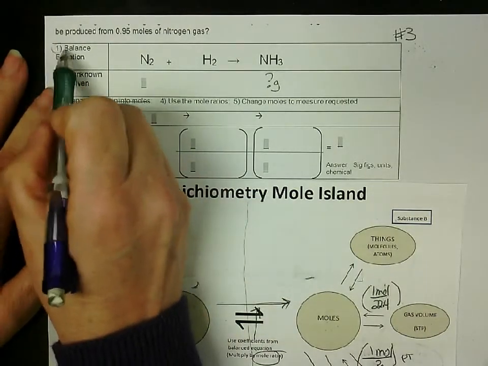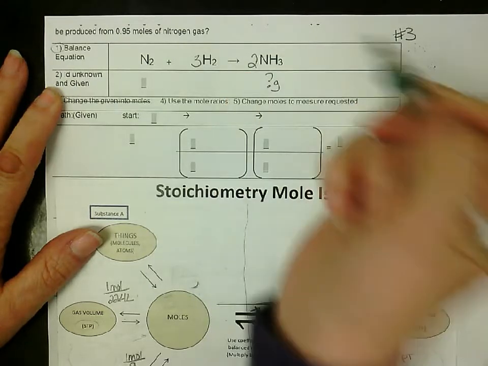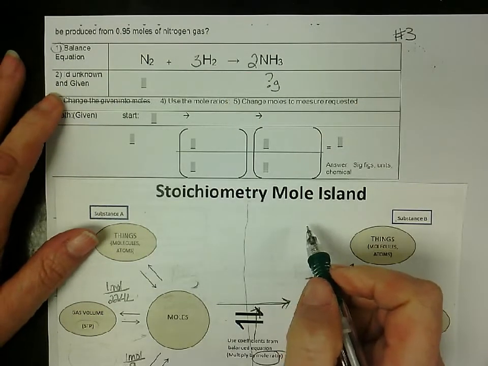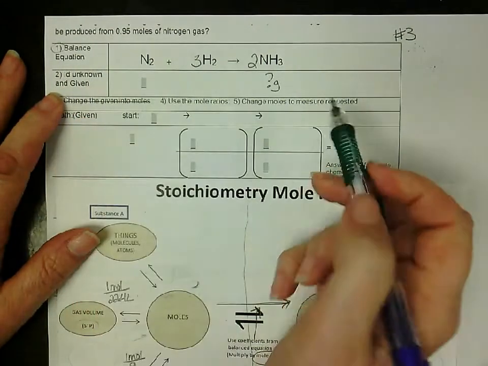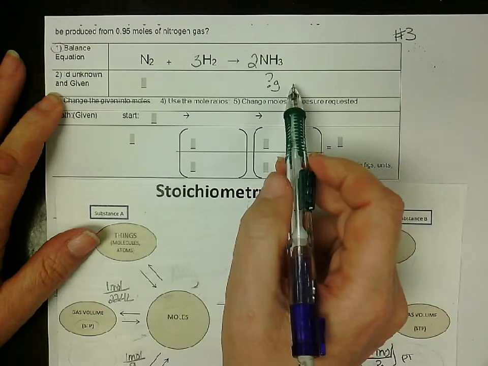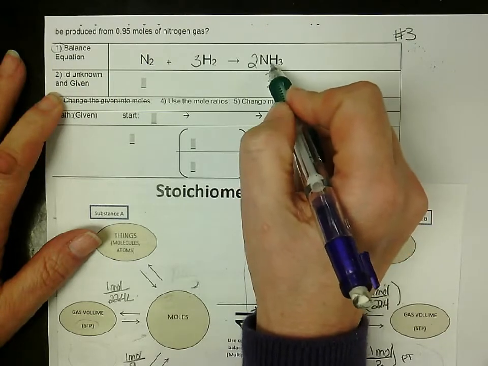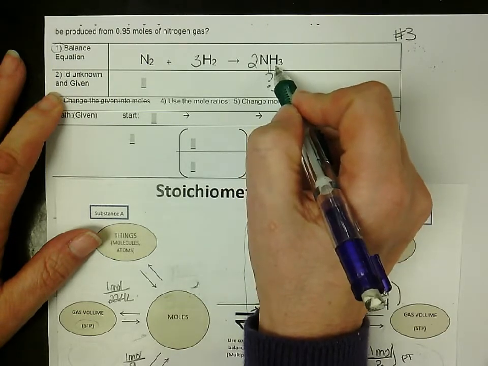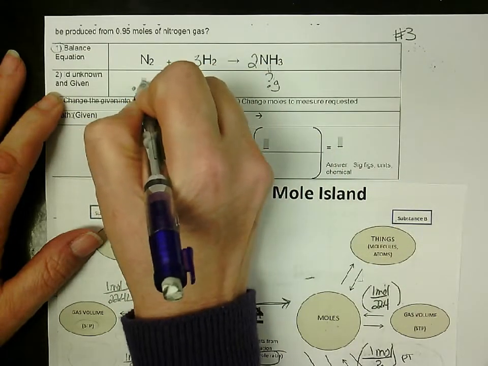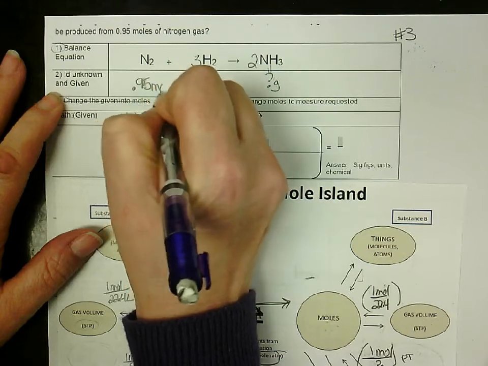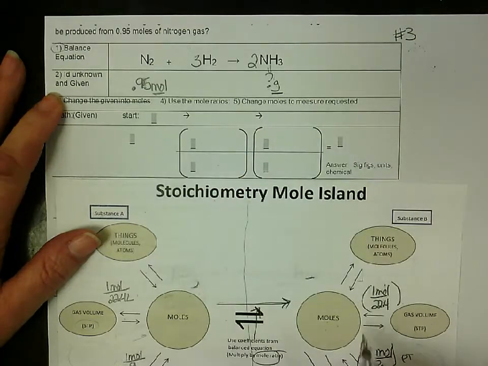The first thing you have to do, number 1, is balance the equation. 3 goes there and 2 goes there and we're balanced. Then it says to ID the unknown and given. So I blew this up, so I'm missing some of the words, but it says how many grams of ammonia. So I'm looking for grams of ammonia, so this should be directly under ammonia, can be produced from 0.95 moles of nitrogen gas. And I'm starting at moles, so we need that, and I'm going to grams of substance B.